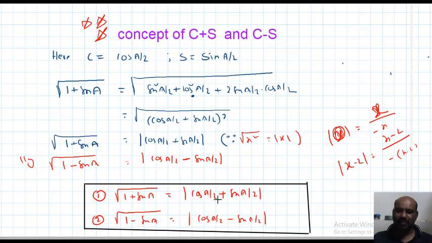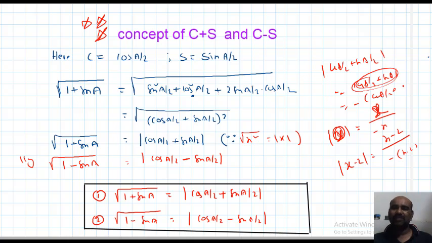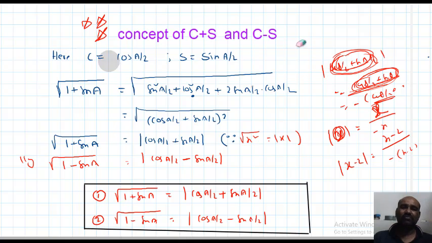Like that, if here modulus of cos a by 2 plus sin a by 2 is given, what is this? It may be cos a by 2 plus sin a by 2, or it may be minus of cos a by 2 plus sin a by 2, depending upon this value. If this is positive, this happens. If this is negative, this happens. That means we should find in what interval cos a by 2 plus sin a by 2 is positive, and in what interval it is negative.